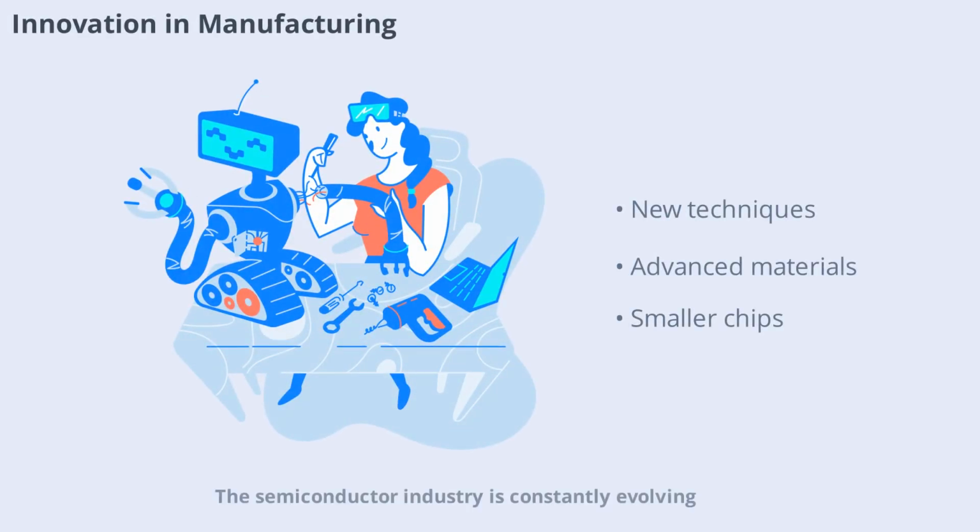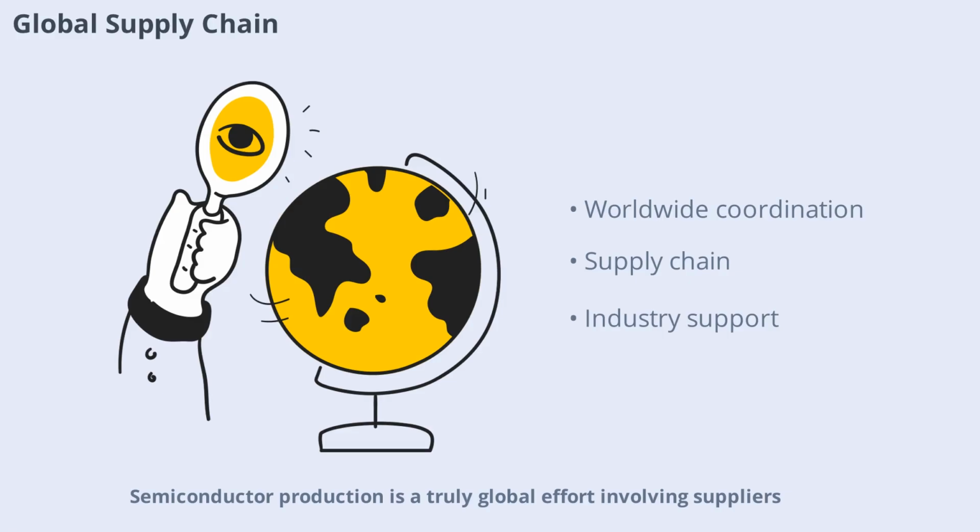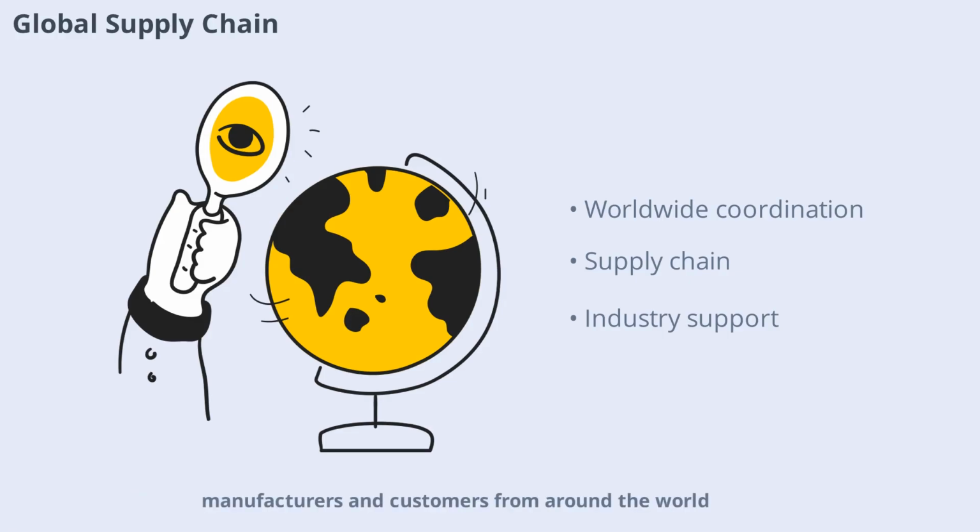The semiconductor industry is constantly evolving, with new manufacturing techniques and materials being developed all the time. Innovations like extreme ultraviolet lithography and advanced packaging are pushing the boundaries of what's possible, enabling even smaller and more powerful chips. Semiconductor production is a truly global effort, involving suppliers, manufacturers, and customers from around the world.